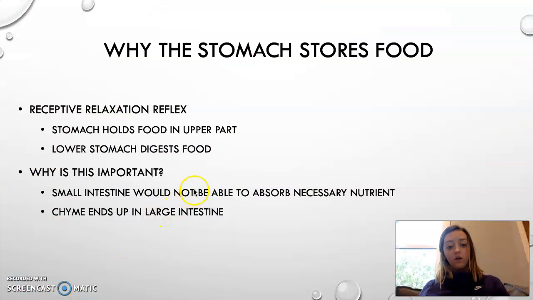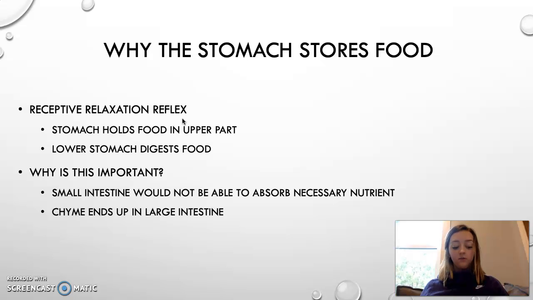So an interesting part of digestion is that the stomach stores part of the food, and it's very important. So the top part of the stomach holds the food while the lower stomach digests the food. The relaxing and expanding of the stomach to hold this food is called the receptive relaxation reflex.